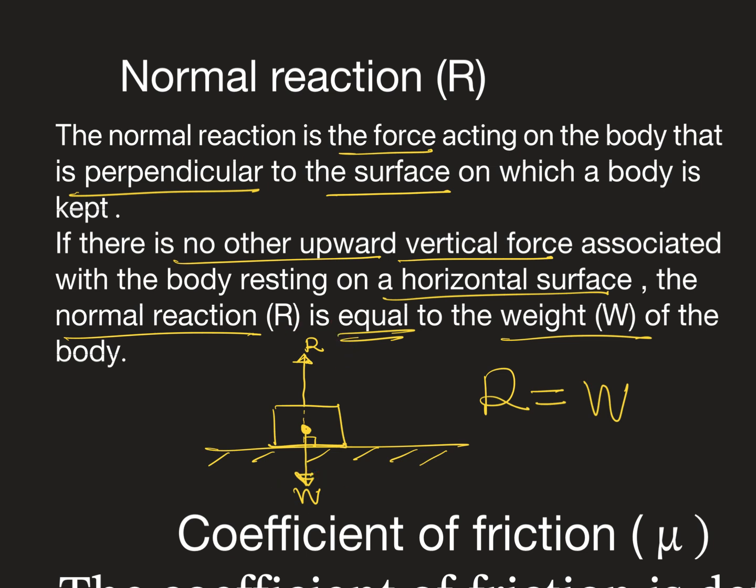If this object is on a horizontal surface, then the normal reaction will be equal to the weight of the object. So bear in mind that the normal reaction can also be called normal force, okay? They can also tell you the force that presses the object on the surface, okay? Is still the normal reaction or the normal force, okay? The normal reaction or the normal force is the normal contact force between the block and the surface. I want you to understand it that way.